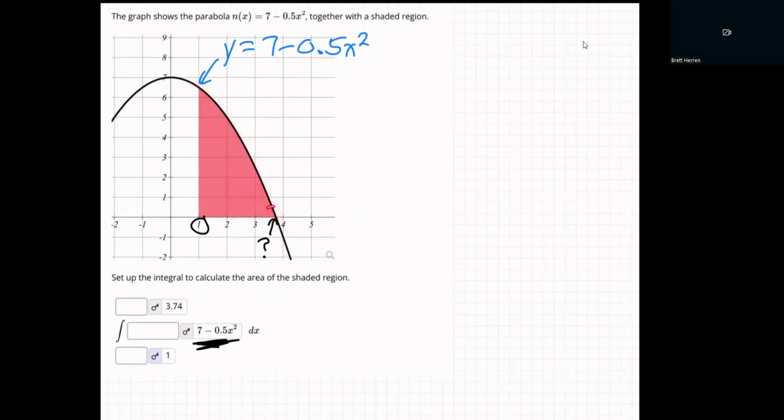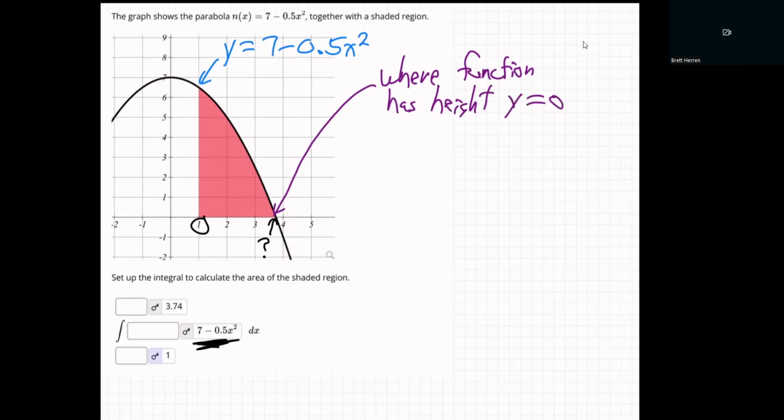So basically all we got left to do is find this point of intersection. They say it's 3.74. How'd they find that? Well, that's going to be this point right here, where the function has a height of y equals 0, right? At this point right here, the height of the function is 0. It's x and y, right? I know that point is a height of 0 right there. I just don't know what its x value is.